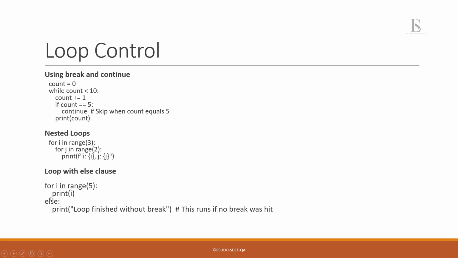Then loop with else clause. Else is nothing but it just prints a certain line towards the end of the loop saying the loop was executed successfully without any breaks encountered, right? If there was any break encountered in this particular for loop, this else statement will not be printed.